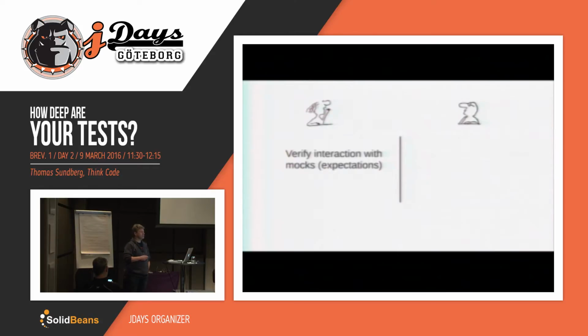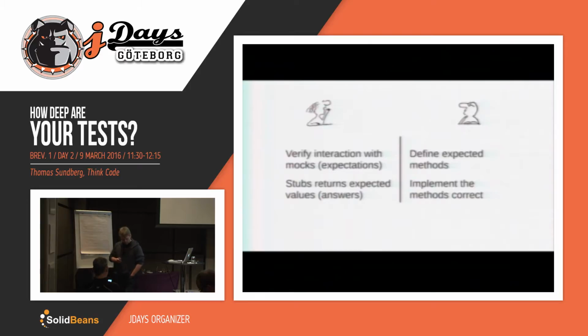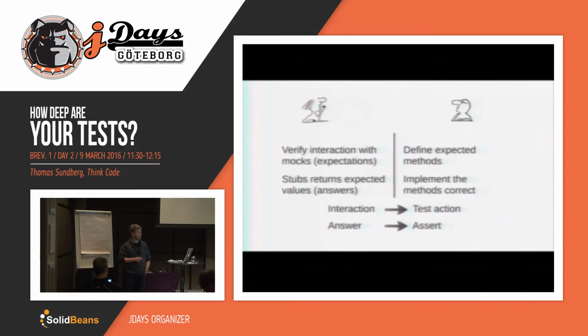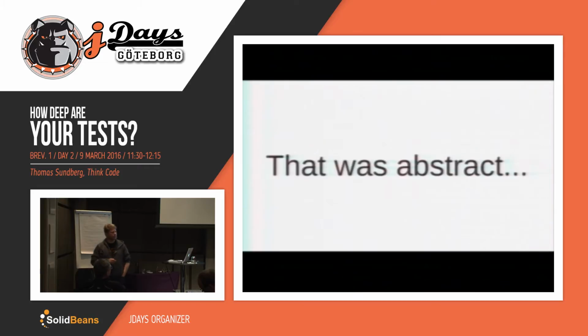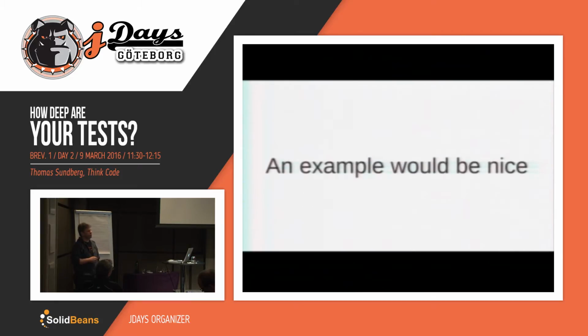That is, we set up expectations. This should work. This forces us to define methods, for example. They probably didn't exist before, or at least when I write code, they didn't, because I tend to drive all my development using tests. We can have a stub returning an expected value, that is an answer, and use the same information when we implement the method finally. So interaction will lead to a test action, an answer will lead to an assertion. Simple? Oh, I find it kind of abstract, to be honest. And therefore, an example. I think we should look at an example.